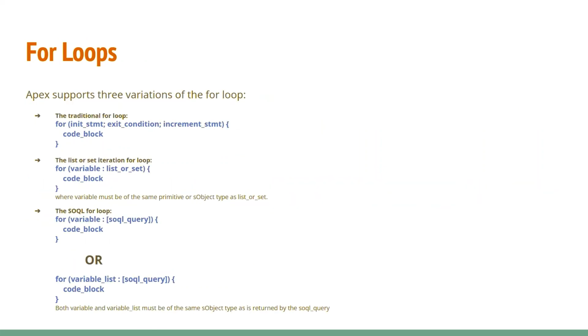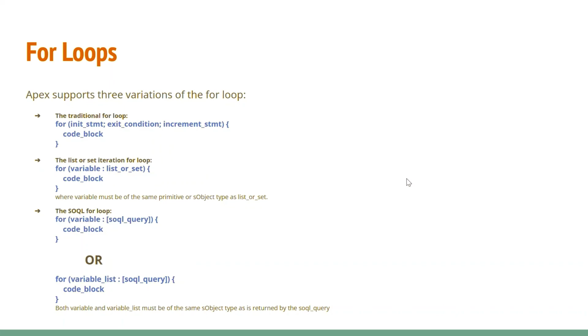Then we have for loops. Apex supports three variations, or flavors, of the for loop. The traditional for loop is: for initialization like integer i equals 1, then a semicolon, then i less than 5, then i plus plus. It will first check the initialization, integer i equal to 1. Then, is 1 less than 5? Yes, so it will run that particular logic and then increment.